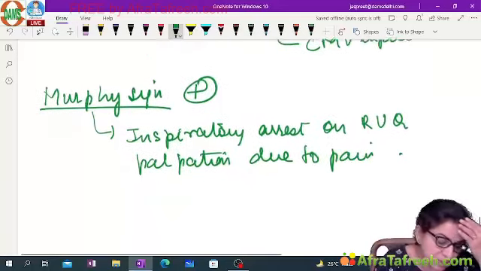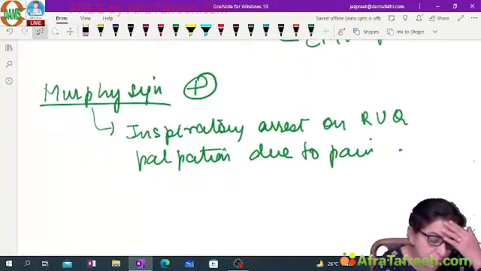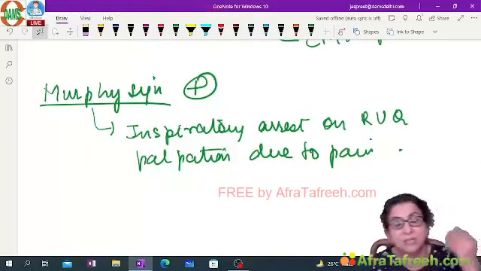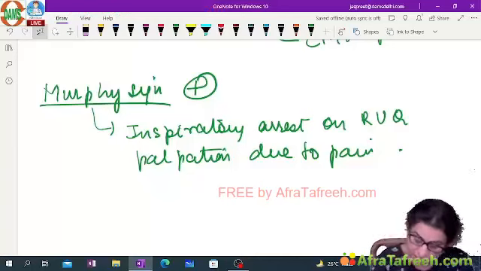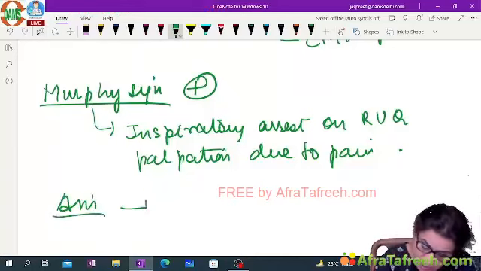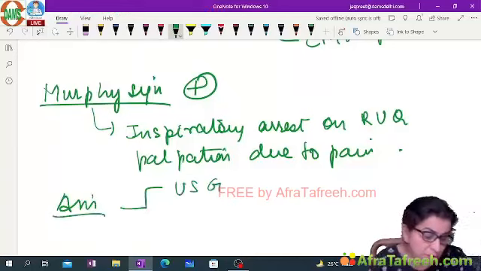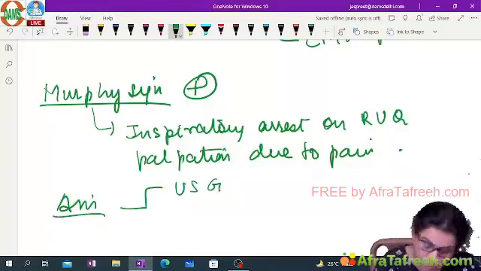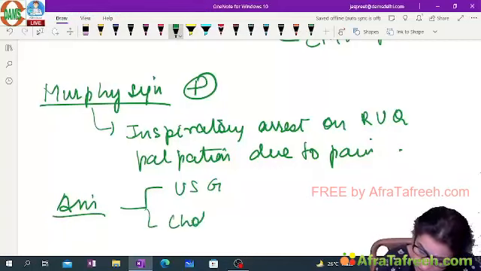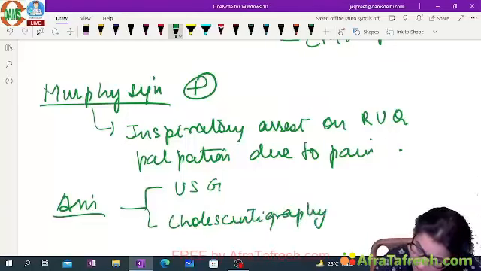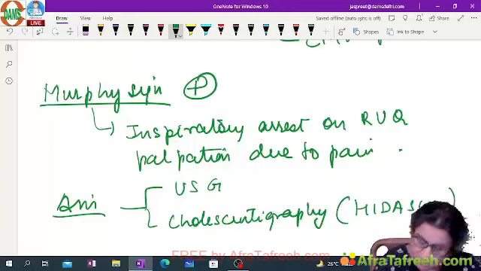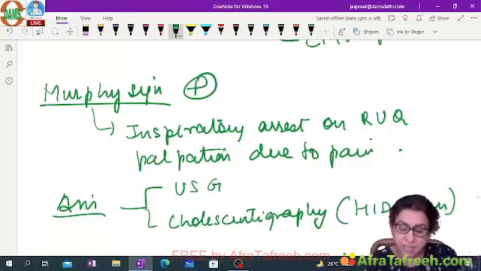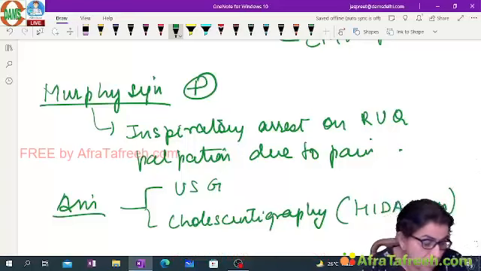So diagnosis is by ultrasound, or we can do scintigraphy like a HIDA scan. So that is about cholecystitis.